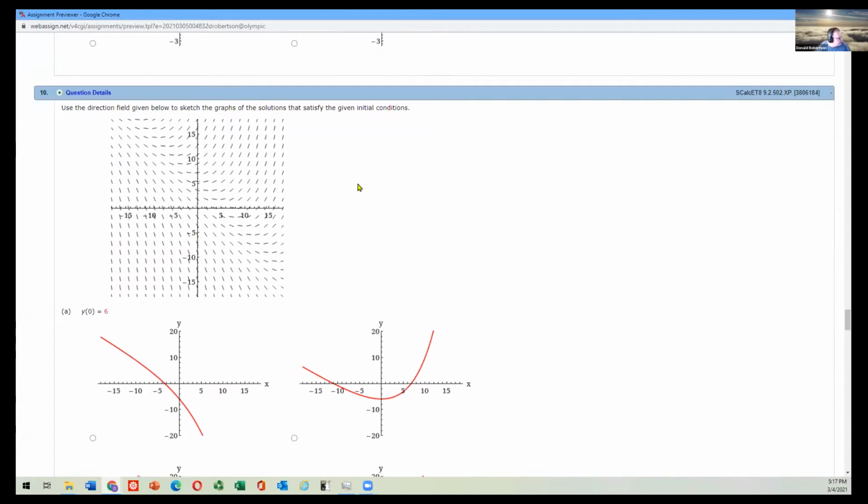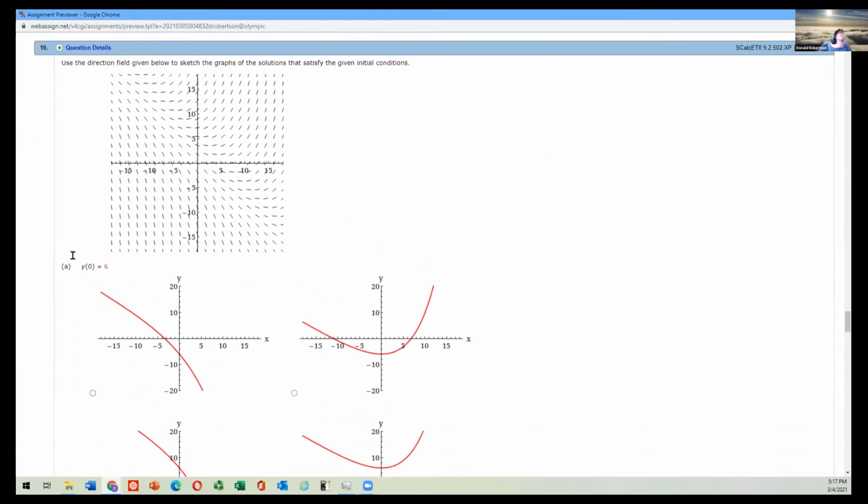Right, here is a direction field. Y of 0 equals 6. Now, what's different about this one? They don't have a formula, so you can't use the software, but we can use this because it's already given. Y of 0 equals 6 means when x is 0, the y is 6. So that's about here, right? You see my mouse is pointing roughly at 0, 6.